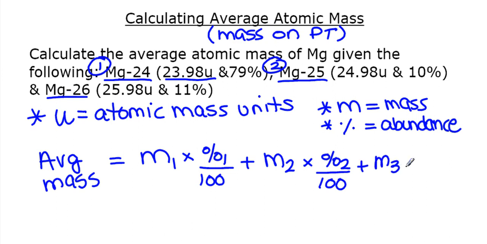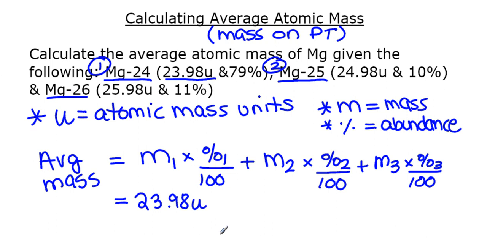And mass 3 times %3 over 100. Now when I go and put the numbers in my formula here, even though it gives me the shortened mass beforehand, if they give you a more specific value, one that's more accurate, more information, you go with that one. So my first isotope has a mass of 23.98.